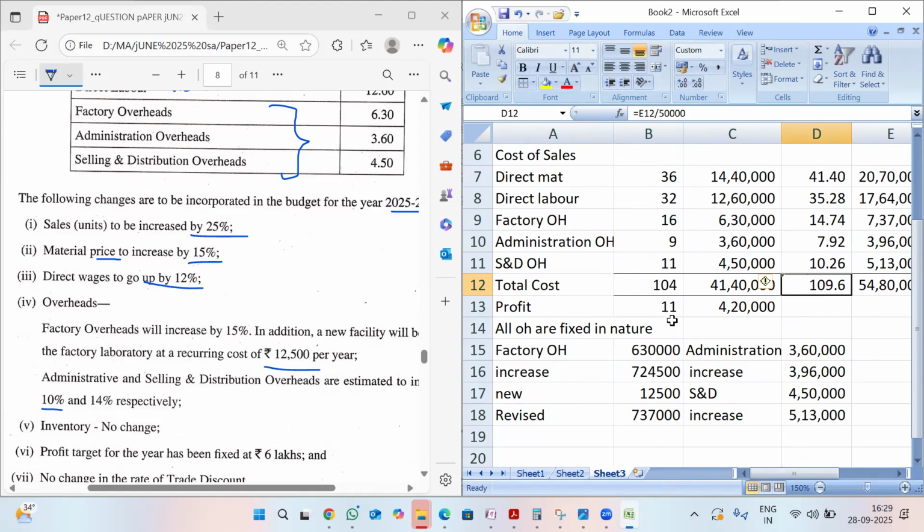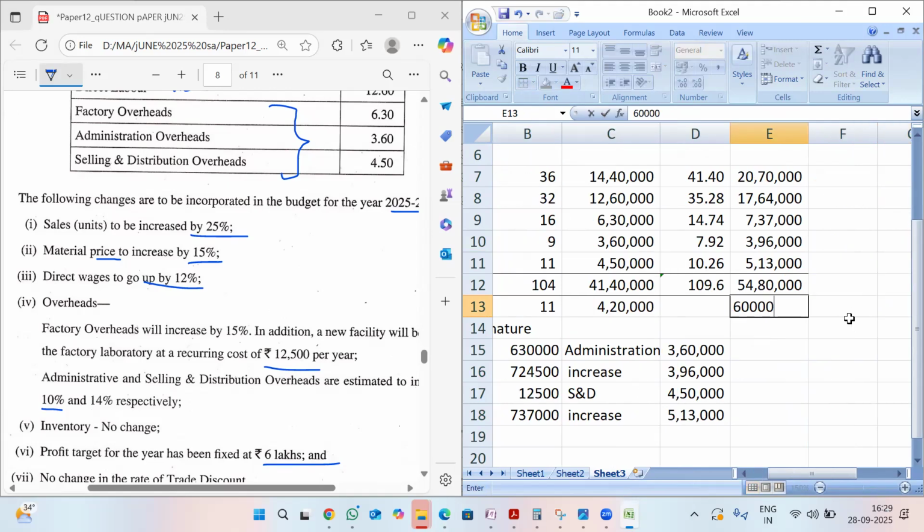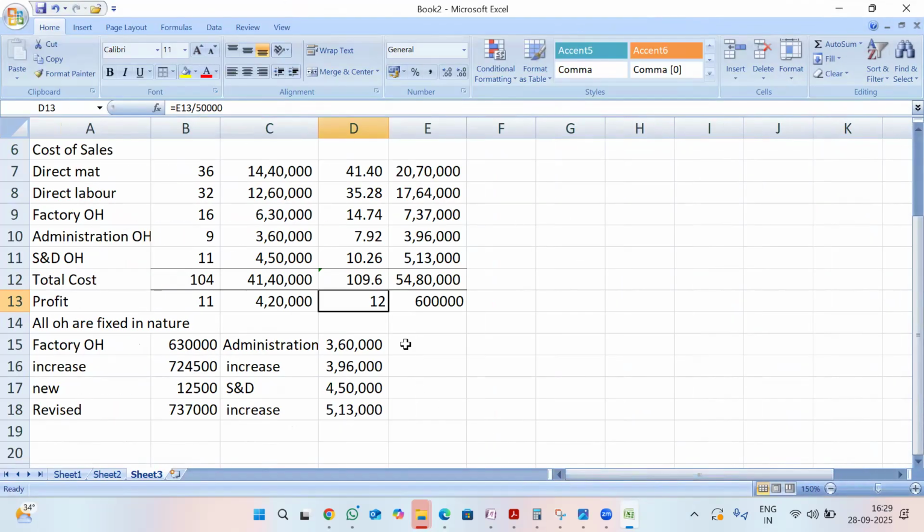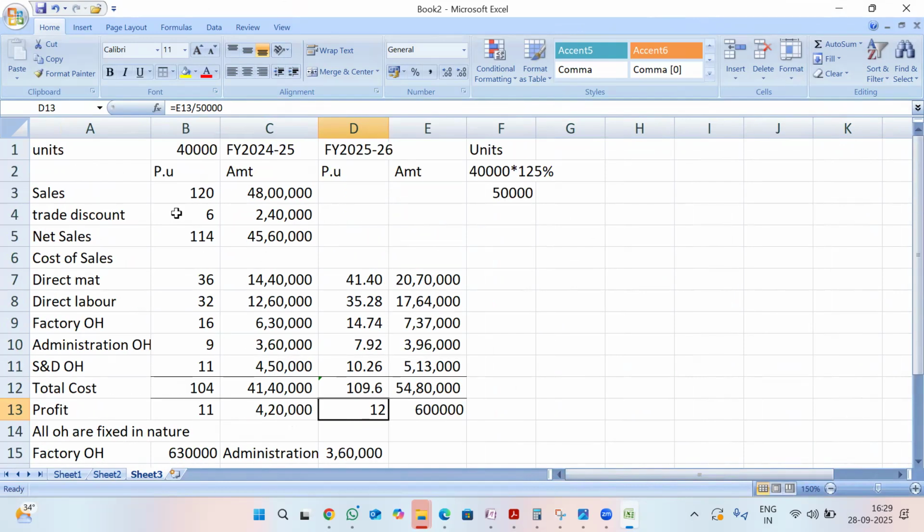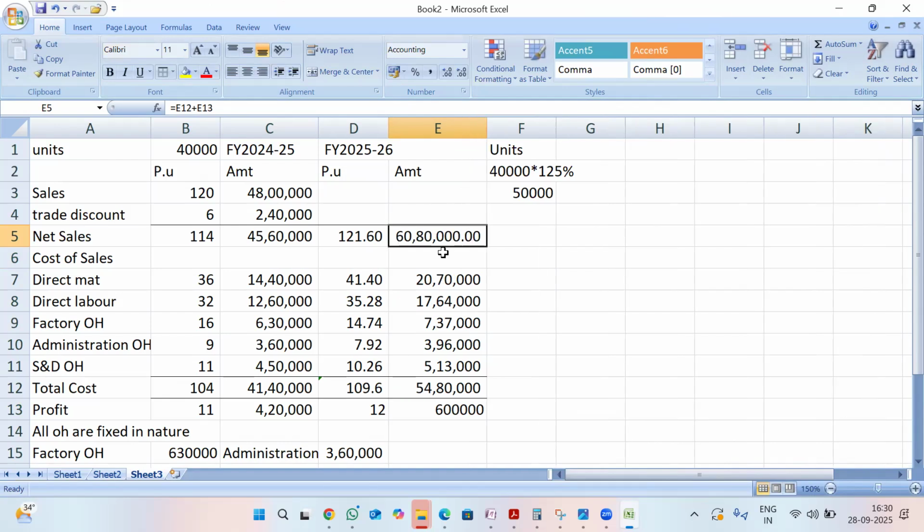So now my profit here is fixed at 6 lakh. So my profit target is 6 lakh. So here I need to take profit as 6 lakh. Then per unit will be 6 lakh divided by 50,000. So 12 rupees. So profit per unit will be 12 rupees. Okay. Now coming to sales. So my net sales will be the total cost plus profit. Okay. So I will be getting net sales as 121.6 and 60 lakh 80,000 net sales.